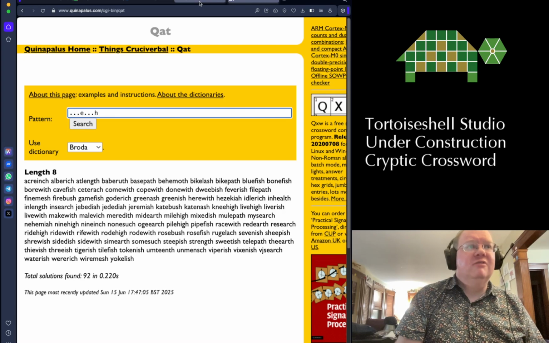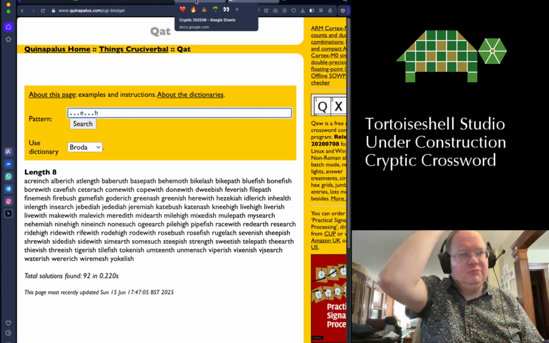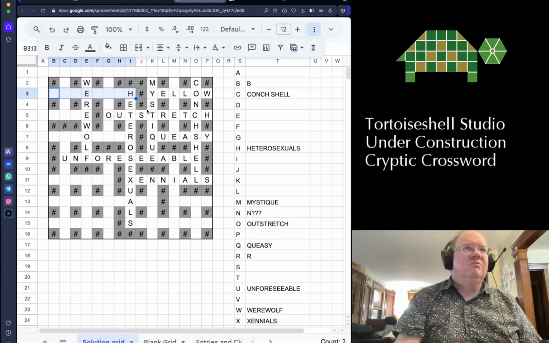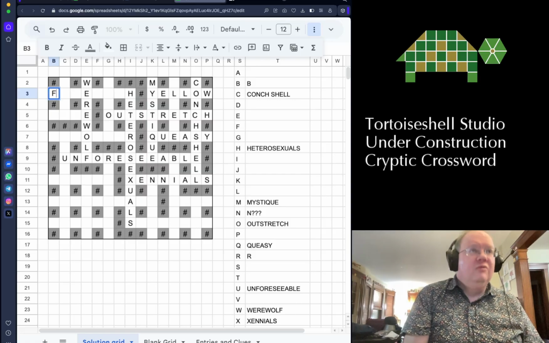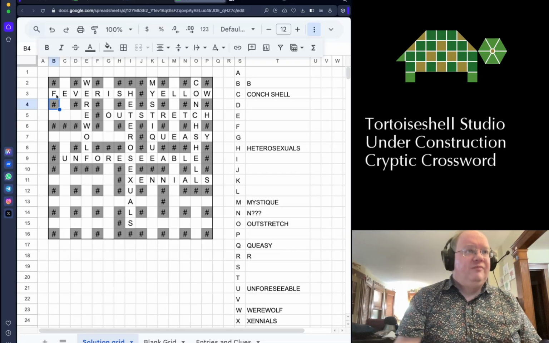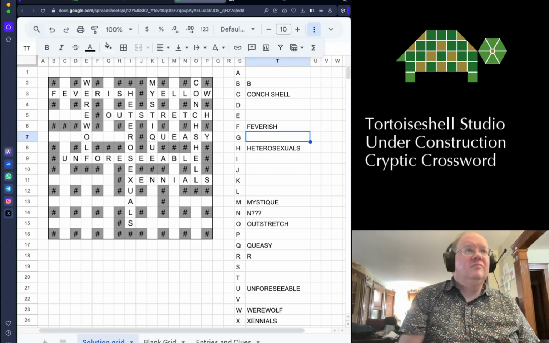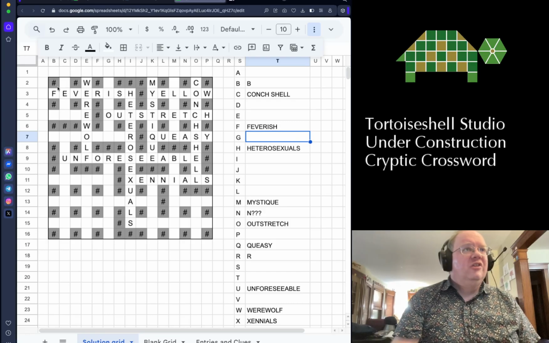Could have something like feverish. What would feverish be? Oh, it's just ever in fish. That's definitely something you can work with. So then you could put almost any consonant here and get something. So that's easy. So we'll leave this corner for cleanup.